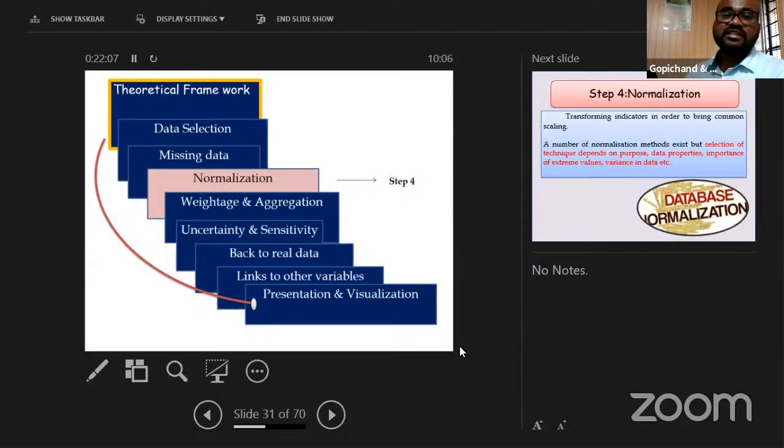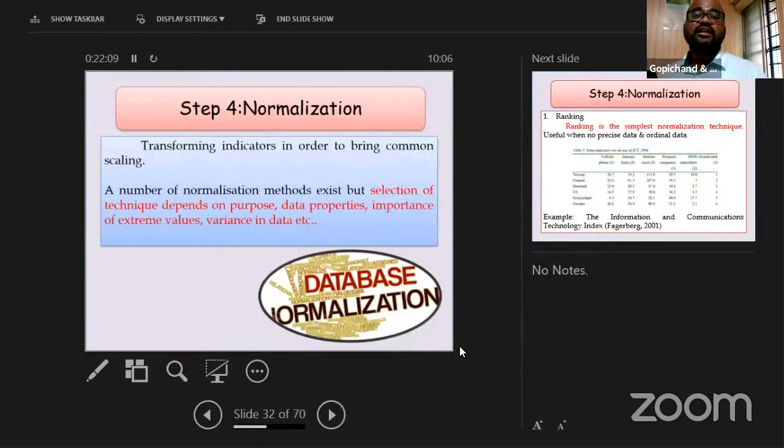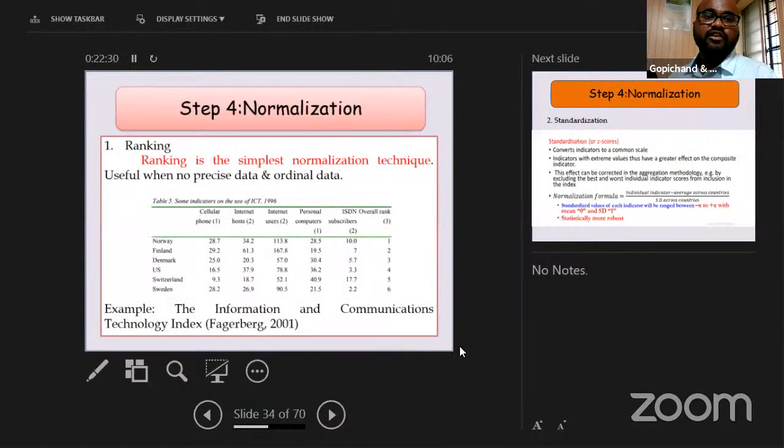Coming to the normalization, normalization helps, because for different indicators we use different values. For giving a common scaling, we use the normalization method. Selection techniques depend on the purpose, data properties, importance of extreme values, and variance in the data. Based on this, normalization we will follow.